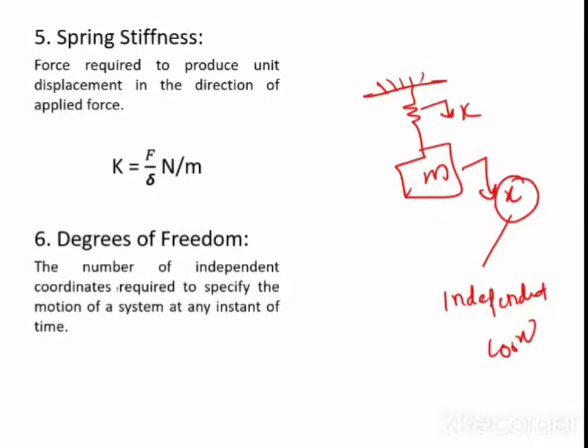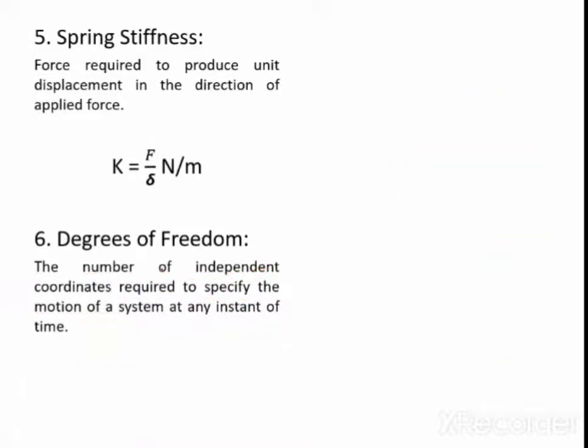Means what? The number of independent coordinates required to specify the motion of a system completely at any instant of time is called the degrees of freedom. So if you require x1 and, let us say, x2, then you have two independent coordinates. I will show you the example, okay? But just try to understand the definition, okay?